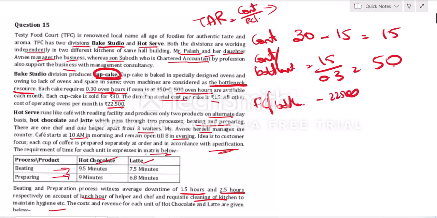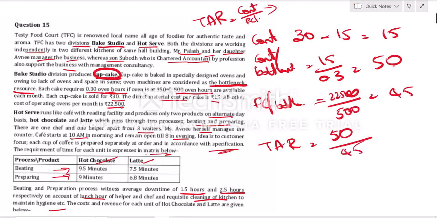22,500 is the factory cost and the bottleneck is 500 oven hours. So 22,500 divided by 500 is 45. So what is the throughput accounting ratio? Contribution per bottleneck hour divided by factory cost per bottleneck hour. 50 by 45 is 1.11. So it is more than 1.